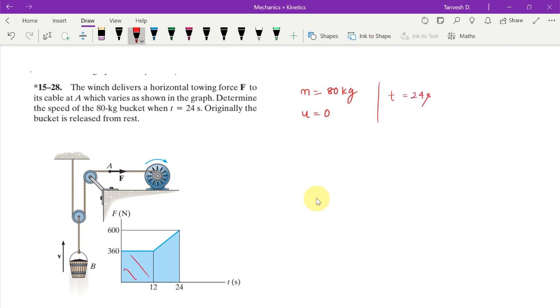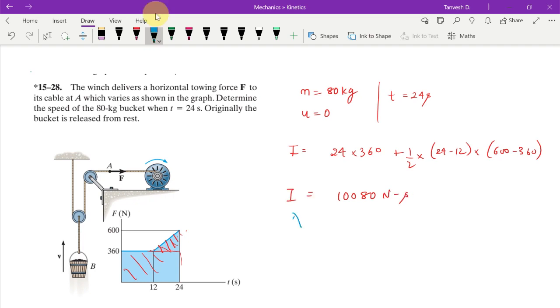So the impulse can be found from the area of this curve. So impulse I is 12 into 360, or rather 24 into 360, which is this rectangular area, plus half into (24 minus 12) into (600 minus 360), which is the area of this triangle. So the impulse I get is 10080 newton seconds. This is the impulse due to force F.